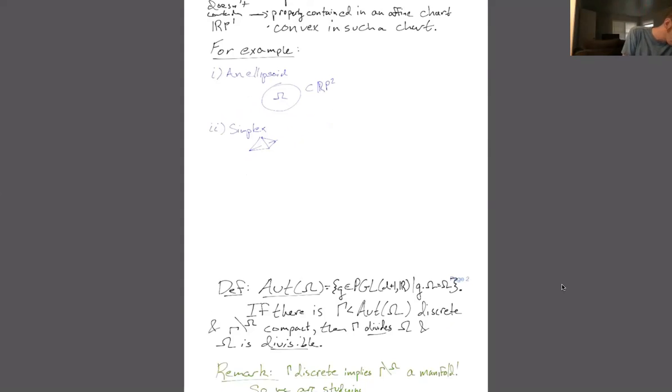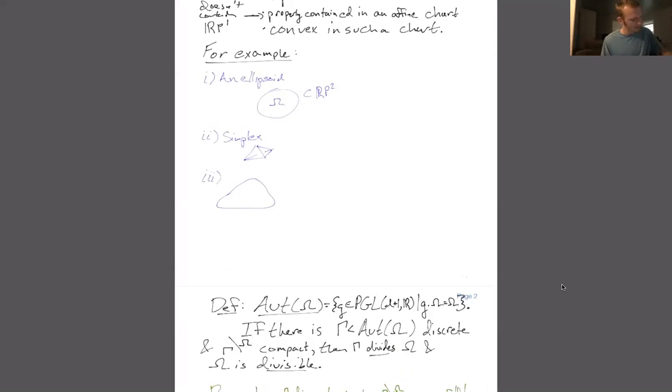But I want to also draw just a generic example because these two are misleading because they're very homogeneous. In general, these are just any kind of convex blob inside of the projective space. You shouldn't expect them to have any projective automorphisms at all, but of course, those that do will be interesting.